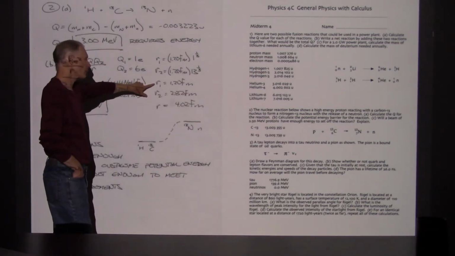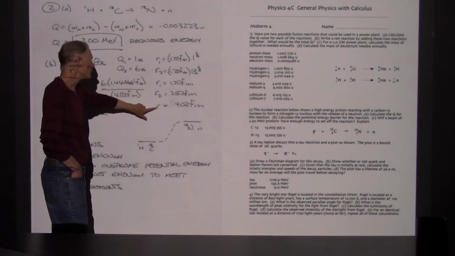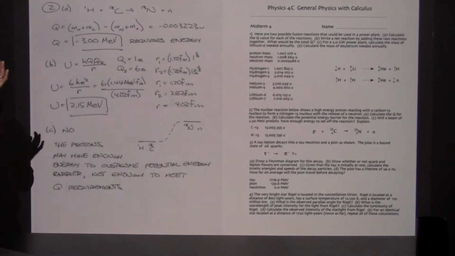For R1, we're getting 1.2 femtometers. For R2, we're getting 2.82. We can add those together. It says that it's just over 4 femtometers, center to center, that we need to bring the 2 nuclei within.